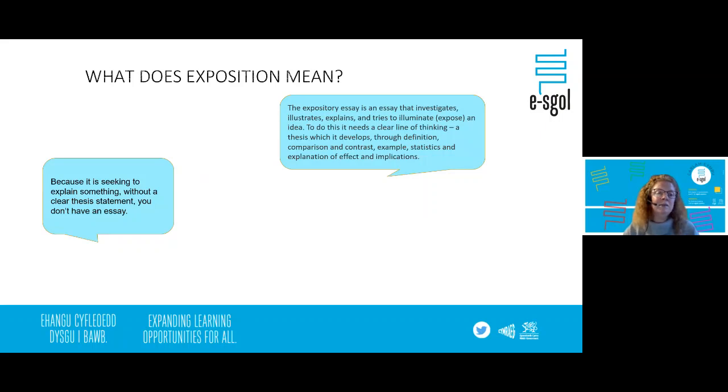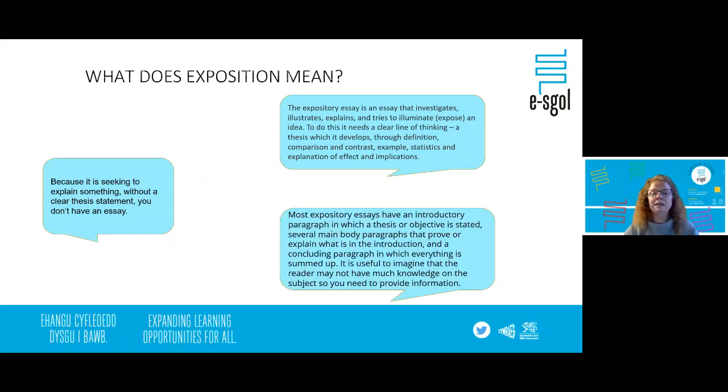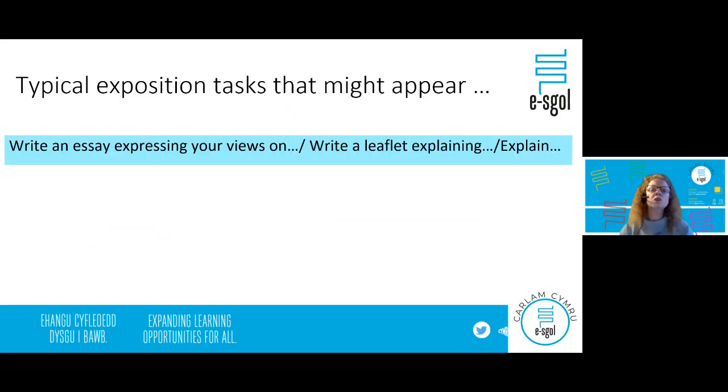But you need that clear statement because otherwise you just don't have an essay. You have an introductory paragraph and then a concluding paragraph in which you sum everything up. Always imagine that the reader doesn't have much knowledge on the subject and you are providing the information. You're explaining your point of view. So what sort of tasks are going to come up on the exam? Write an essay expressing your views on. Write a leaflet explaining. Explain, that keyword explain.